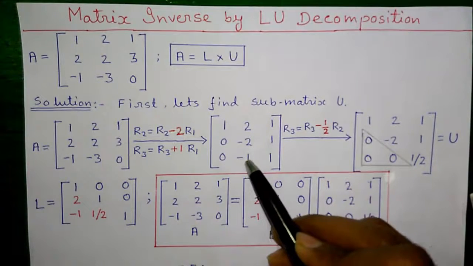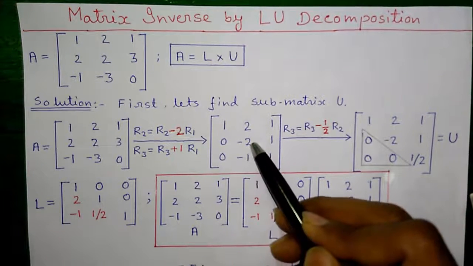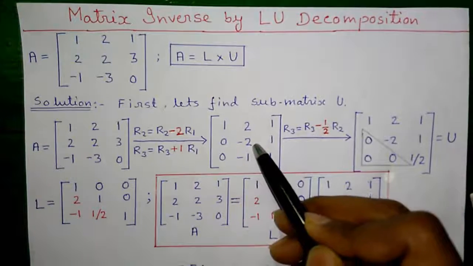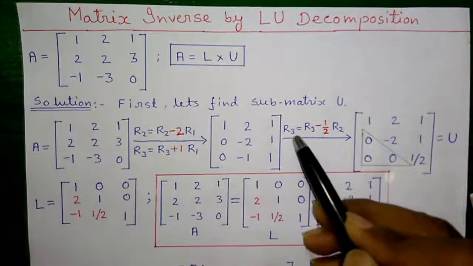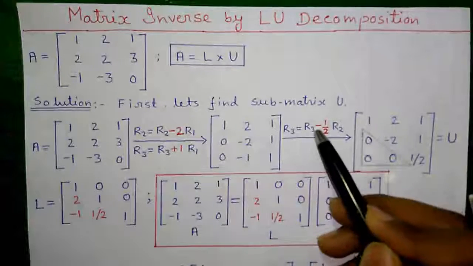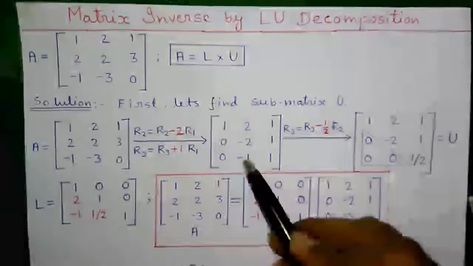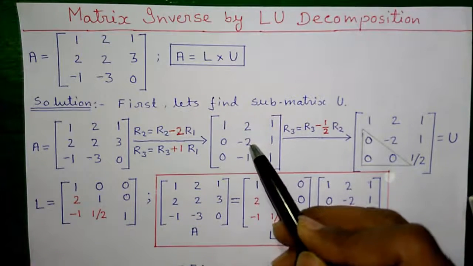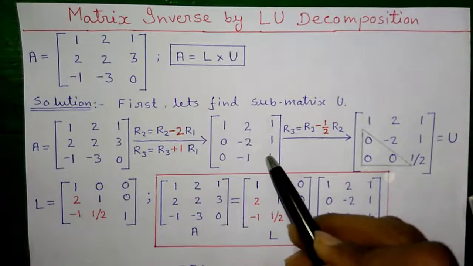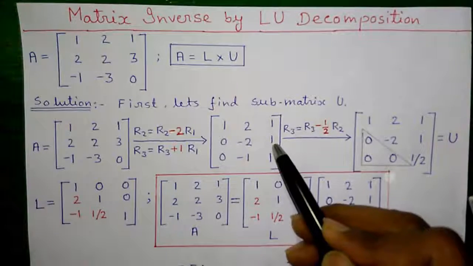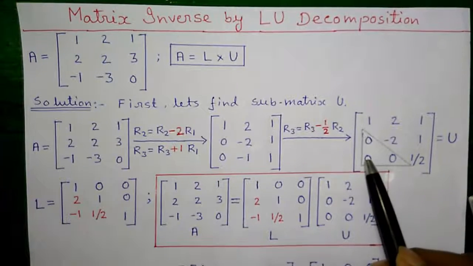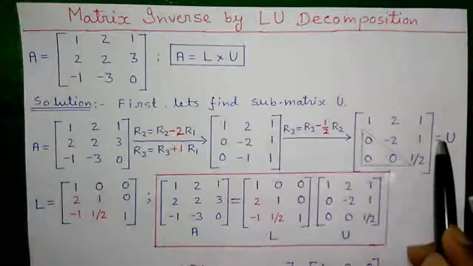Next, to get a 0 at this position, we can multiply row 2 by half and subtract that from row 3. That is written here. R3 equals R3 minus half into R2. So -1 minus half into -2 is 0. 1 minus half into 1 is half. So you have got matrix U very easily.